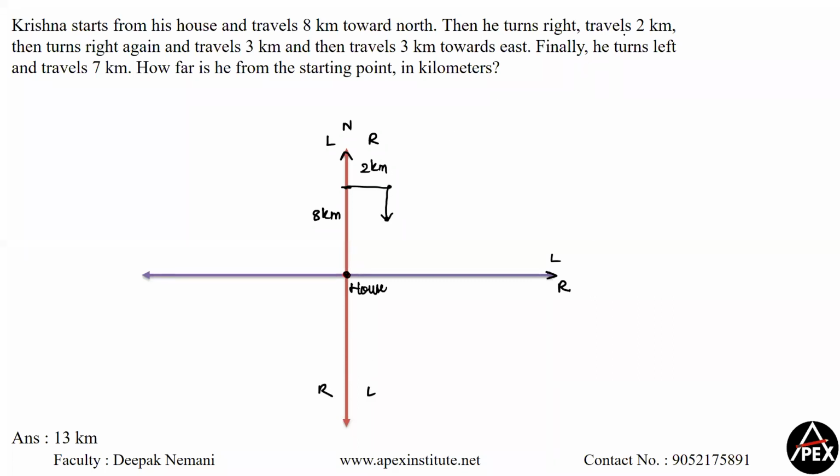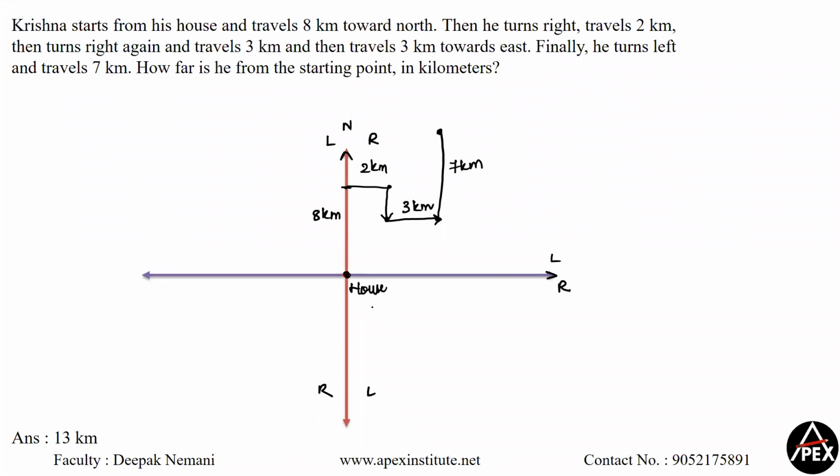He turns right, travels 2 kilometers and turns right again and travels 3 kilometers and then travels 3 kilometers towards east. This is 3 kilometers towards east. Now finally he turns left. So he's traveling towards east, so left again 7 kilometers. Then this is the final point.